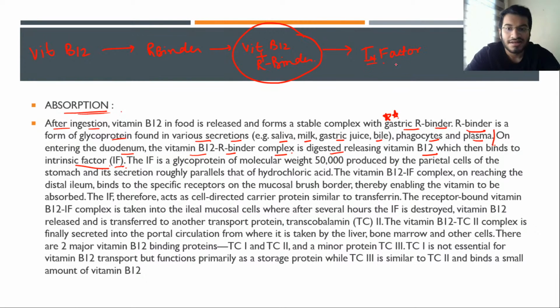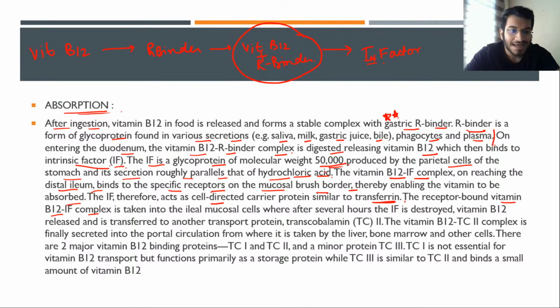right? And the intrinsic factor is a glycoprotein of molecular weight 50,000 produced by the parietal cells of the stomach, and its secretion roughly parallels that of hydrochloric acid. The vitamin B12 and IF complex, on reaching the distal ileum, binds to specific receptors on the mucosal brush border, thereby enabling the vitamin to be absorbed, and the IF therefore acts as a cell-directed carrier protein similar to transferrin, and the receptor-bound vitamin B12 IF complex is taken into the ileal mucosal cells.